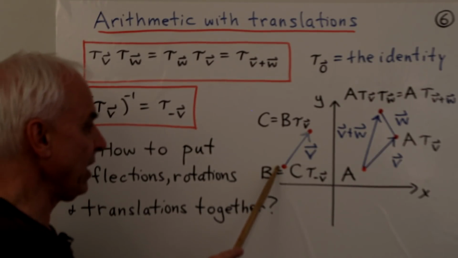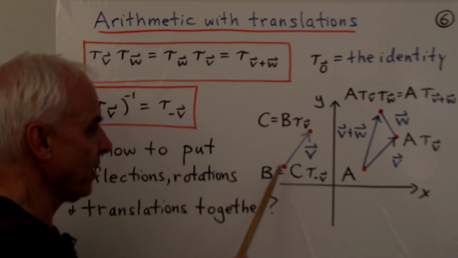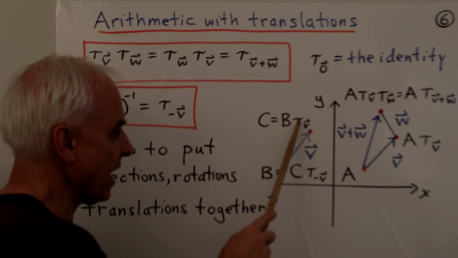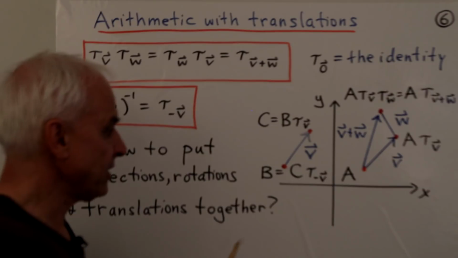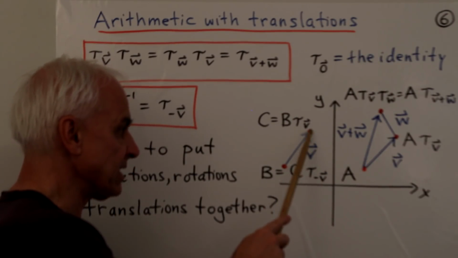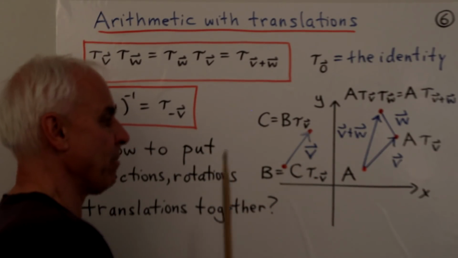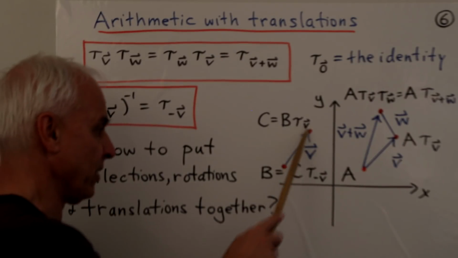So here's a point B. There's a vector v again. So b tau sub v, that's that point there. Let's call it C. And if we want to recover b, then we start with C and we apply tau sub minus v. That will get us back to b.